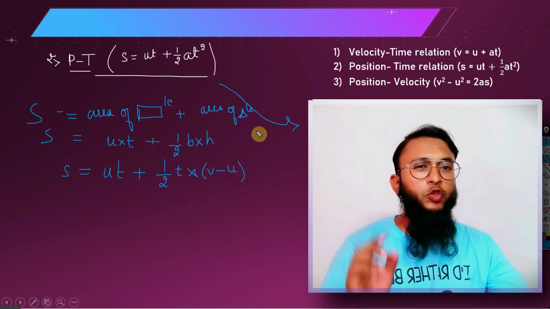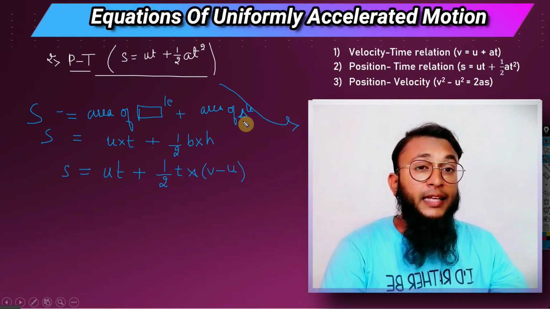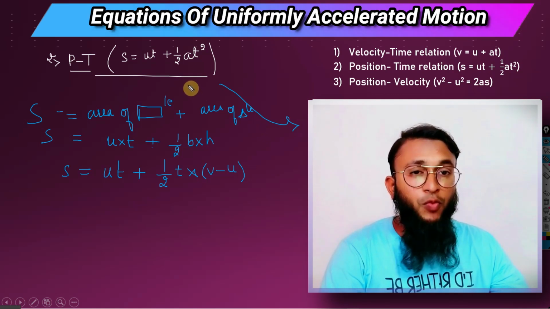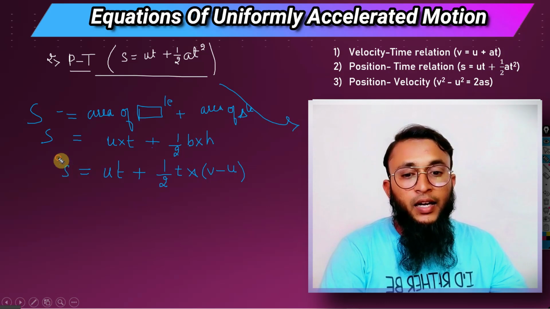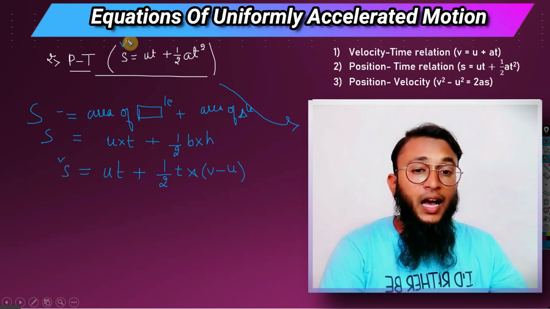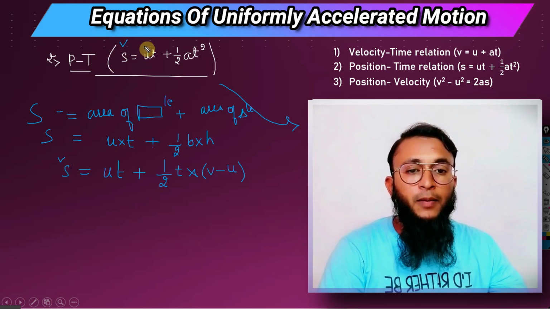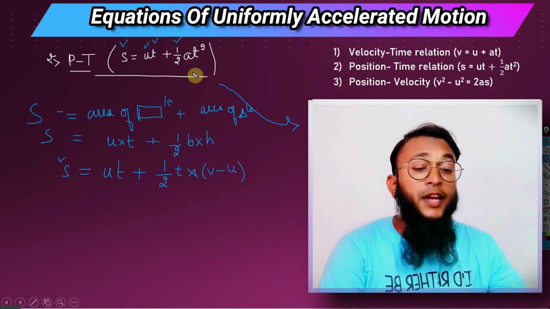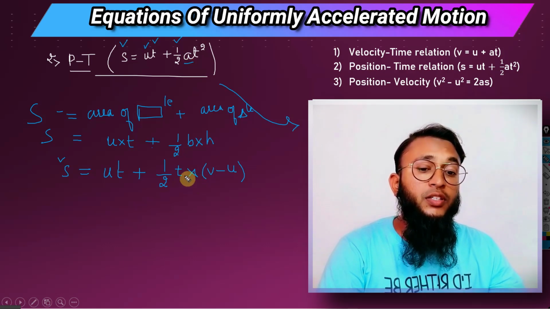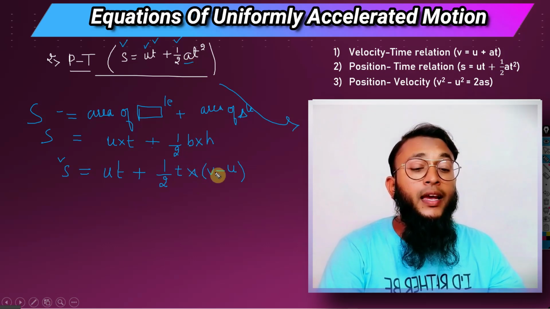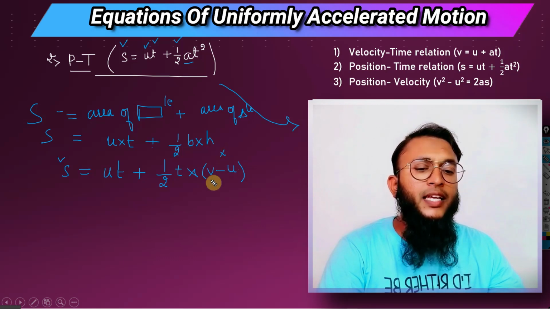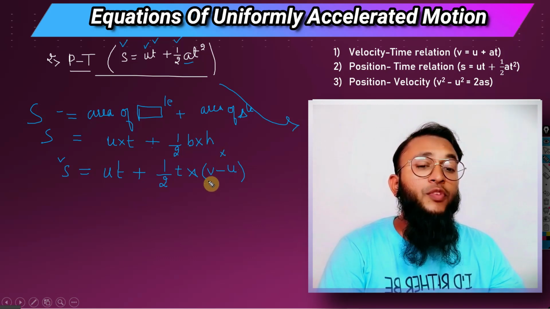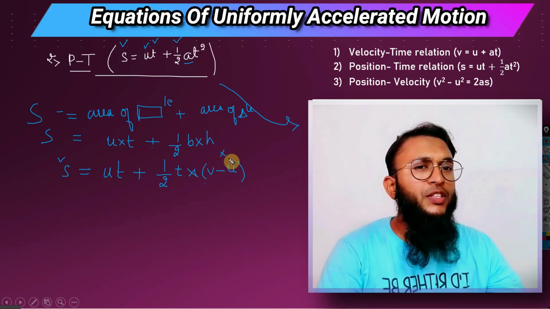So it is time to check whether the equation we are getting is matching the equation we want or not. If you look here, S is there, in our equation we wanted S, it is available. We wanted u and t, they're there. We wanted half, it's there. But now we want acceleration. Here we have t but we don't have a, but we have an unwanted thing which is v minus u, so we have to remove it. How to remove this v minus u?